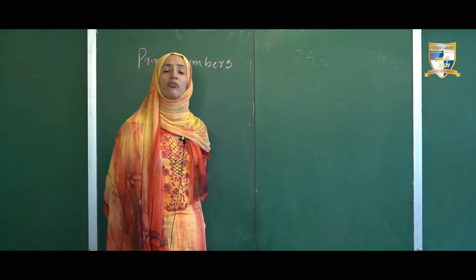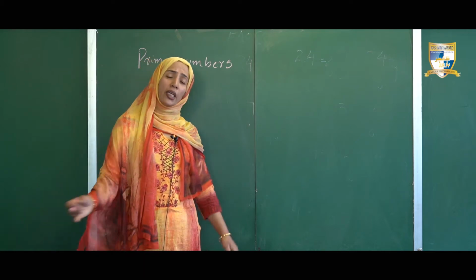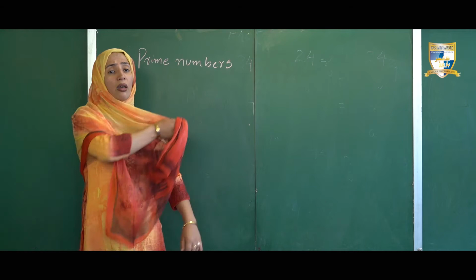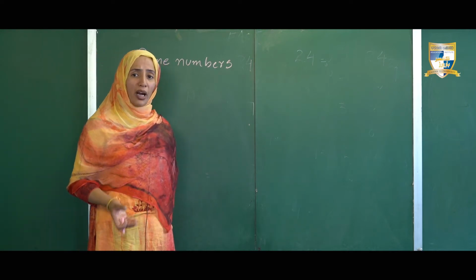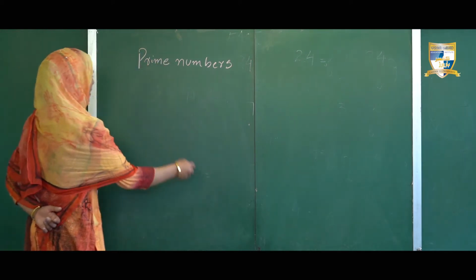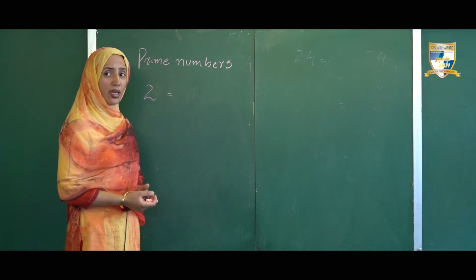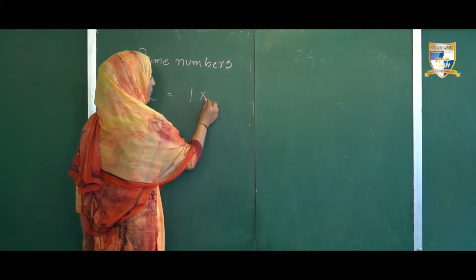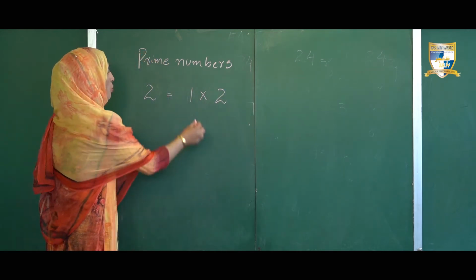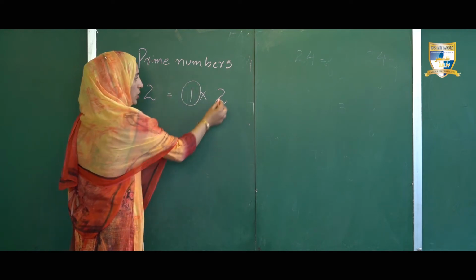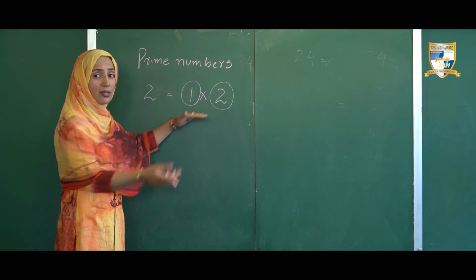The numbers which have only two factors, that is 1 and the number itself, are called prime numbers. Or in other words, the numbers which are exactly divisible by 1 and the number itself are called prime numbers. Let's have an example. I'll consider number 2. Number 2 can be expressed as 1 multiplied by 2. This is the only possible combination for number 2. That means 1 is a factor of 2, and 2 is a factor of 2. There is no other combination that can express number 2.